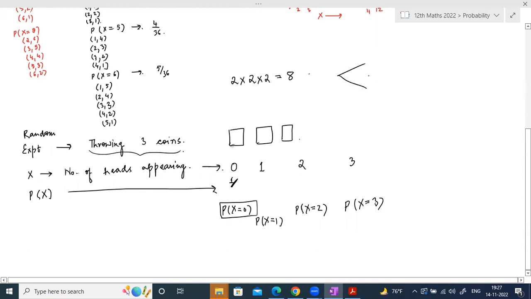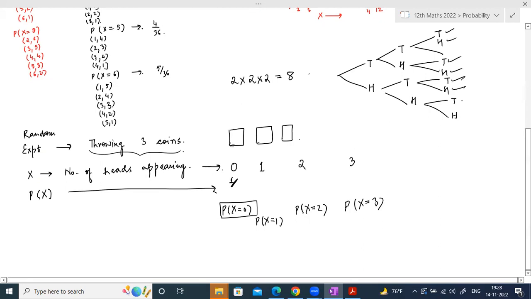If you can make a tree, राइट। पहले थ्रो में पहले कॉइन में टेल या हेड आ सकता है। पहले कॉइन में टेल आया तो दूसरे कॉइन में टेल या हेड आ सकता है। इस केस में भी दूसरे कॉइन में टेल या हेड आ सकता है। और थर्ड कॉइन में भी टेल या हेड आ सकता है। And then we proceed like this, we make a tree in such questions. 2 कॉइन होते तो हम ग्रिड भी बना सकते थे, जैसे डाइस वाले में की थी। So we can see 1, 2, 3, 4, 5, 6, 7, 8 outcomes are there.